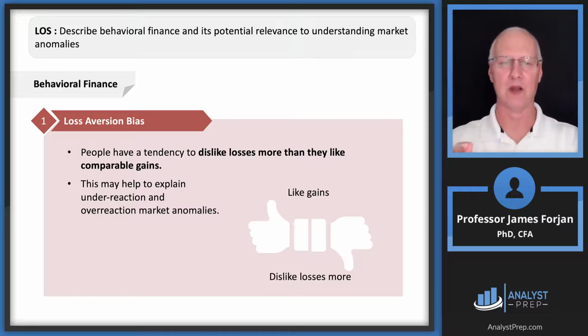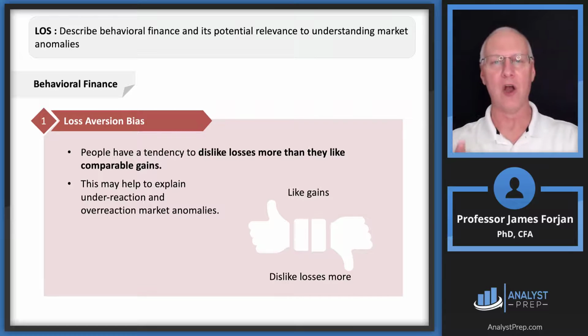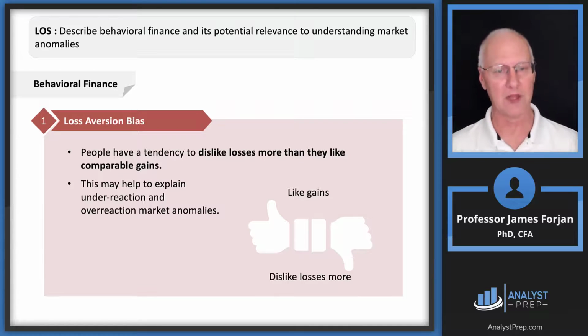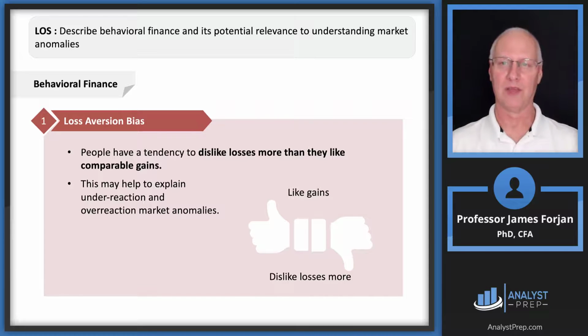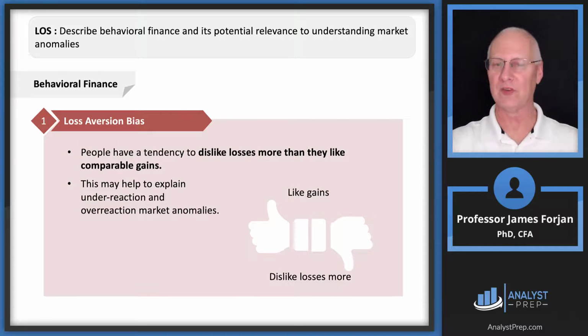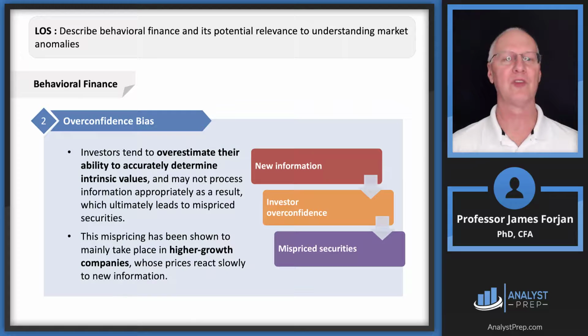There's asymmetry here. This may help us explain why there might be some underreaction and overreaction, not even just to these anomalies that we described, but also to other information releases that are out there. So think about this. It's the human element that is moving stock prices away from their intrinsic value. It's not because Eugene Fama didn't think about all this stuff. It's the human element, loss aversion bias.